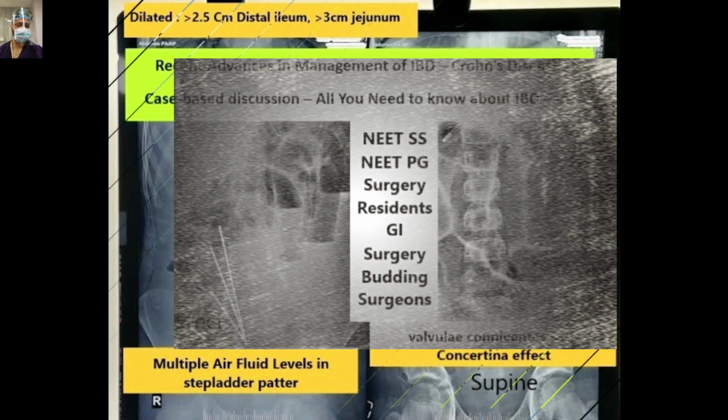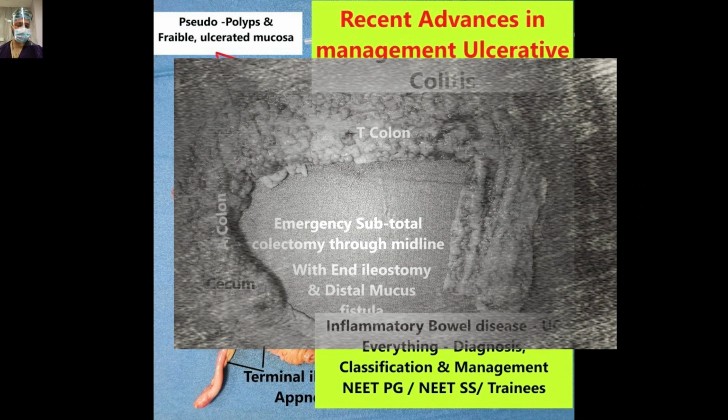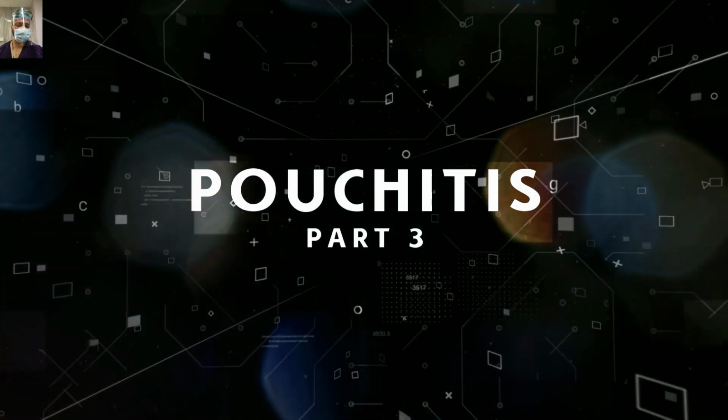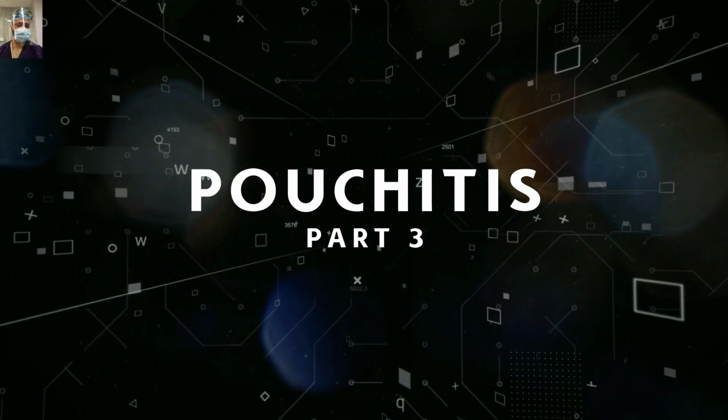So mainly we will cover pre-pouch ileitis, irritable pouch syndrome, primary prophylaxis, natural history and prognosis of pouchitis, mistakes in pouchitis, and the conclusion.